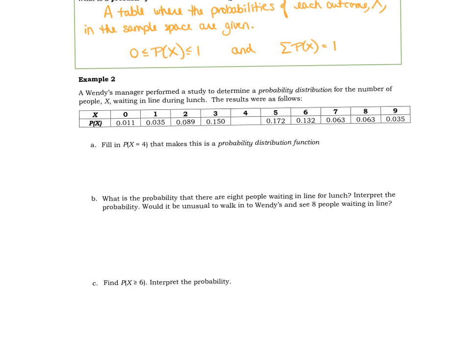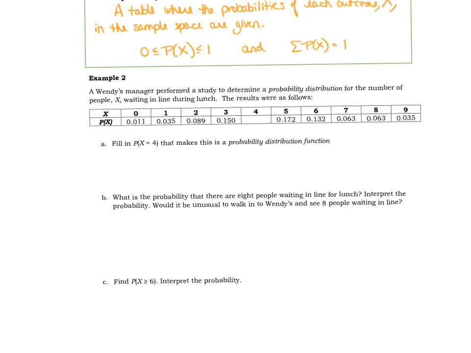line during lunch. So the first thing I want you to realize here is that all of those X's from 0 to 9 are the number of people in line. That's how many people are waiting in line. Then when you see P of X, this is the probability of that many people being in line.